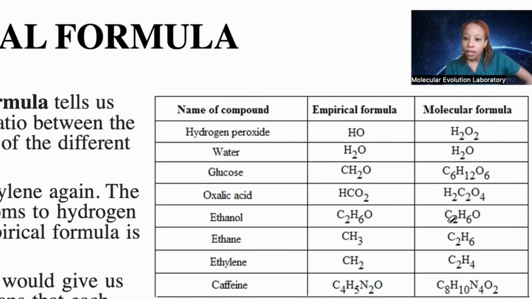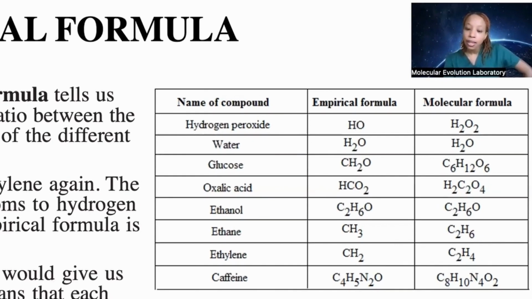For ethanol, C2H6O. The easiest way to simplify this would be to divide by 2, but if we simplify this way, we end up with CH3O, right? The simplified version has to remain like this. For ethane, we have 2 carbon, 6 hydrogen. We divide this by 2, we get CH3. Ethylene, we have 2 carbon, 4 hydrogen. We divide this by 2, we get CH2.